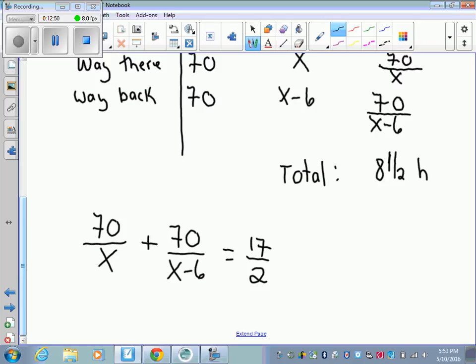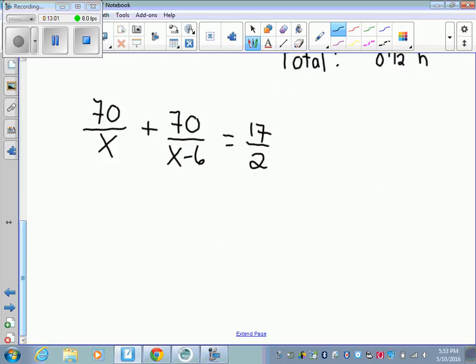Alright, from here, it's fairly straightforward. It's just like the first part of 6.4, solving a rational equation. So we want to get rid of the denominator and then solve it. X is not allowed to be 0 or 6. So I look for a common denominator. The common denominator is a 2, an x, and an x minus 6.